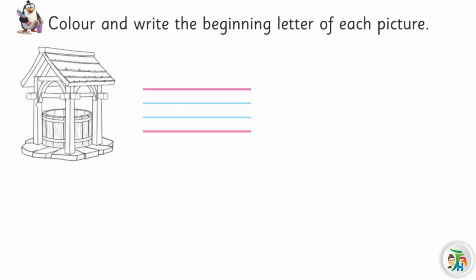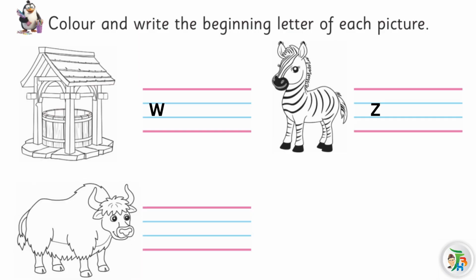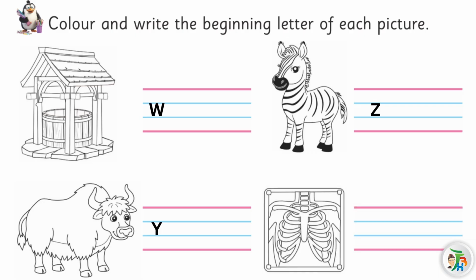Look at the well. Color it and write the beginning letter, W. Look at the zebra. Color it and write the beginning letter, Z. Look at the yak. Color it and write the beginning letter, Y. Look at the X-ray. Color it and write the beginning letter, X.